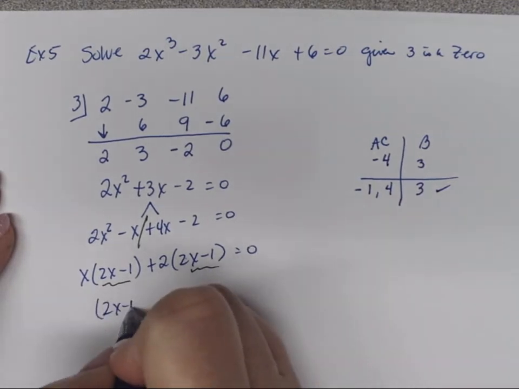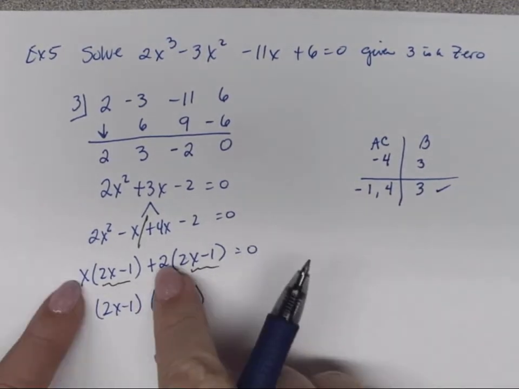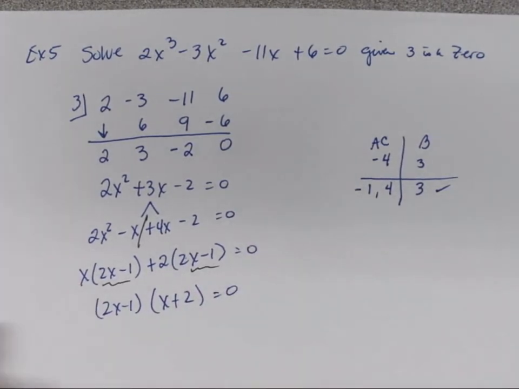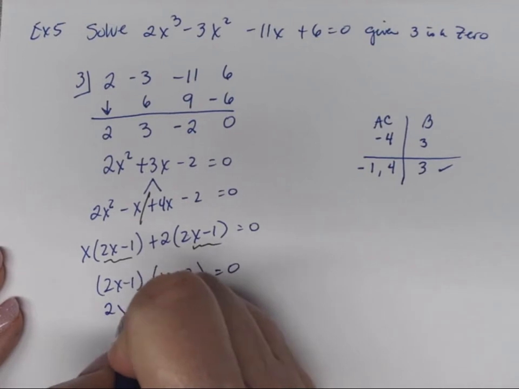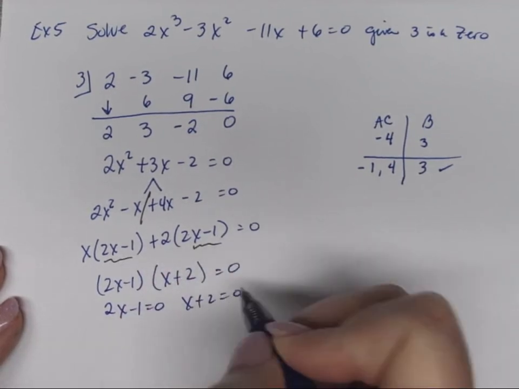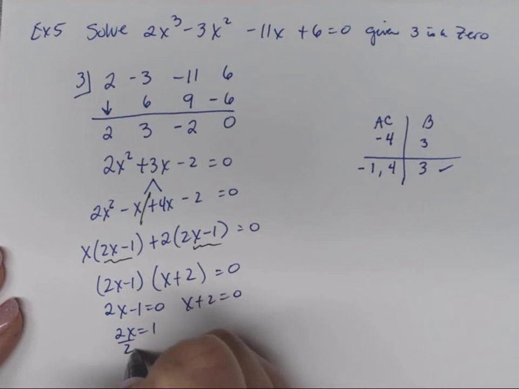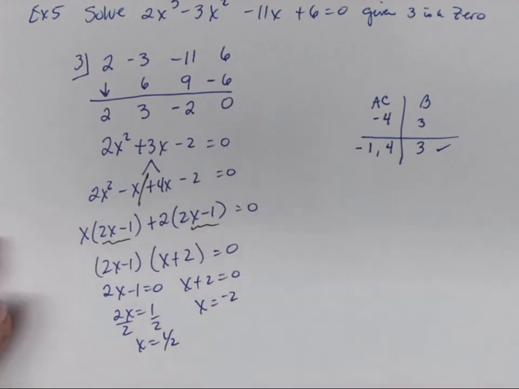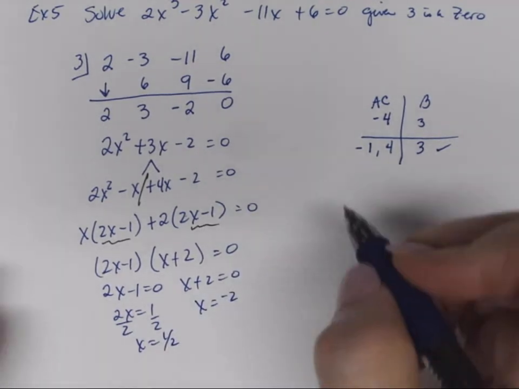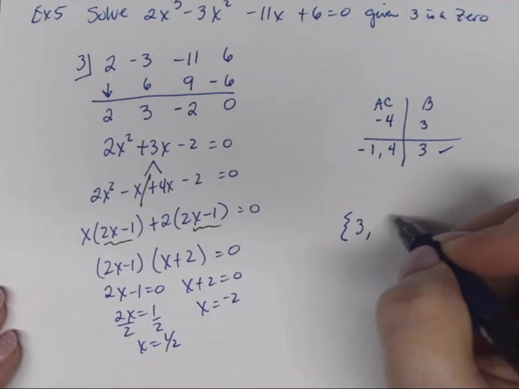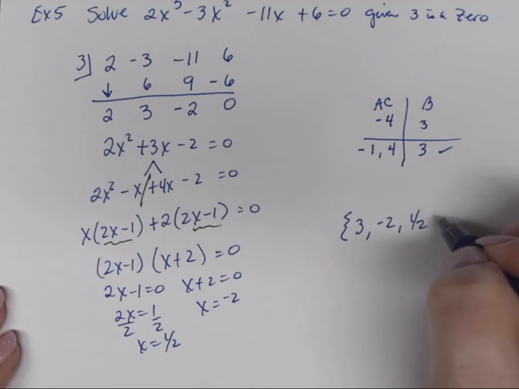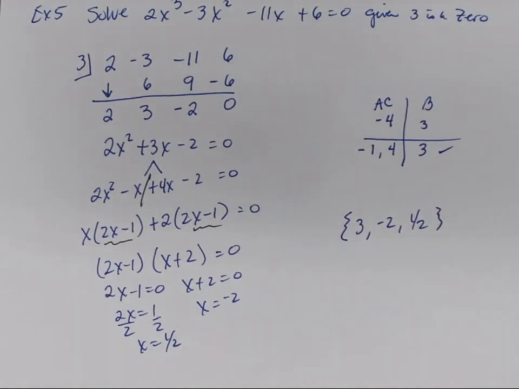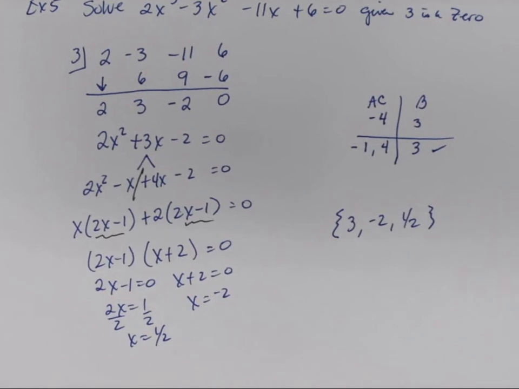So I factor out the 2x minus 1, and I'm left with x plus 2. Because the x plus 2 come together, equal to 0. Set each part equal to 0. So 2x minus 1 equals 0, x plus 2 equals 0. 2x will equal 1, divide by 2. X will equal 1/2. And here x will equal negative 2. So that tells me that all of my zeros are going to be the 3 that they gave me, the negative 2, and the 1/2. So this is a way to know what all of your zeros are. You're going to have to be able to do synthetic division, and you need to know how to factor.